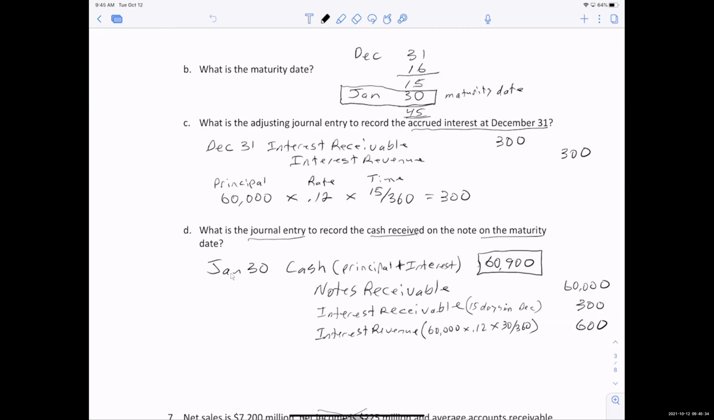If I'm talking about what's the maturity amount, that would be principal plus the interest. Principal of 60,000 and the interest of 900. See that 900, that's interest for 45 days. And we just had to prorate a little bit because we had 15 days in the last period and then 30 days in this period. So it looks a little bit different. Okay, that's how that works.